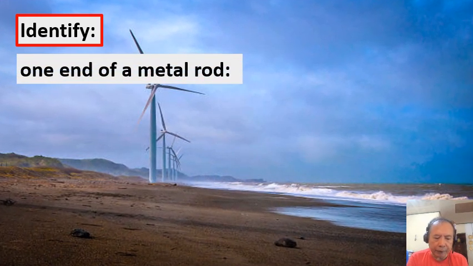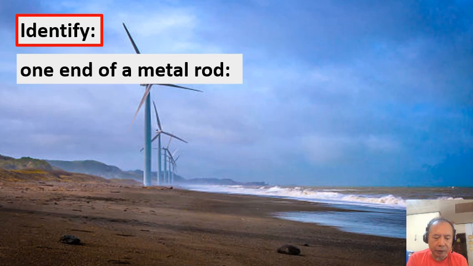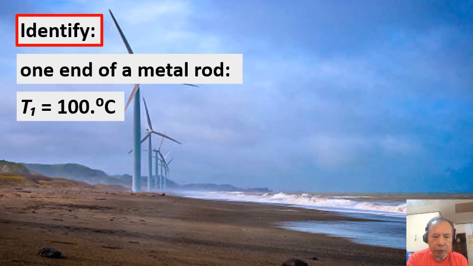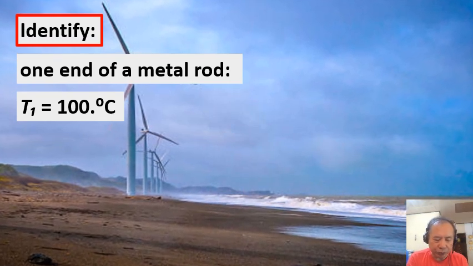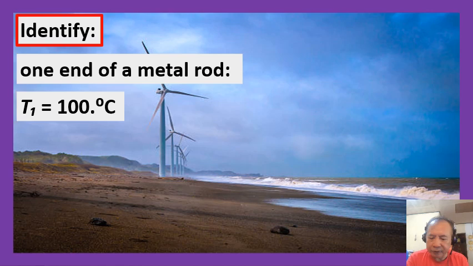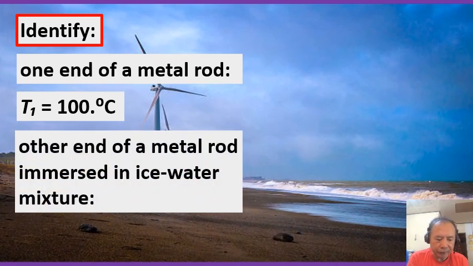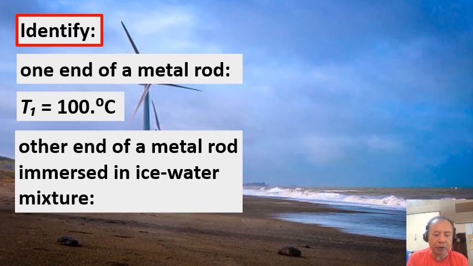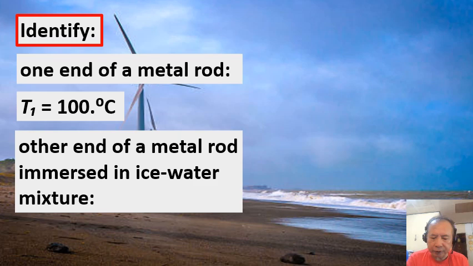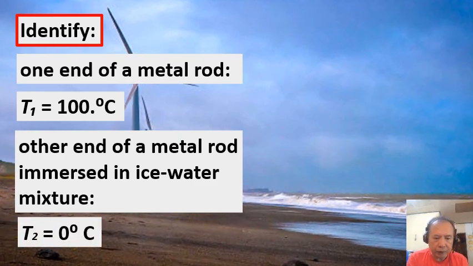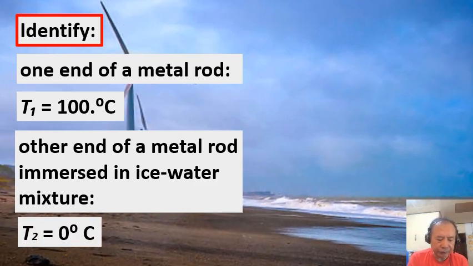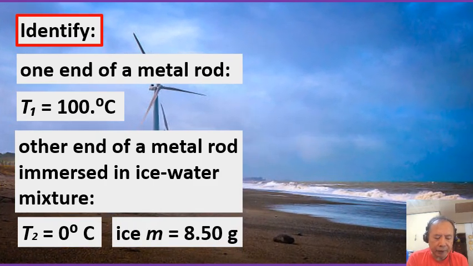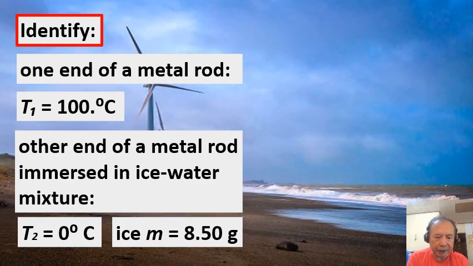We're given the following information. One end of the metal rod is maintained at a temperature T sub 1 equal to 100 degrees Celsius, and the other end of the rod is immersed in an ice-water mixture at a temperature of 0 degrees Celsius. 8.50 grams of ice is melted in a period of 10.0 minutes.